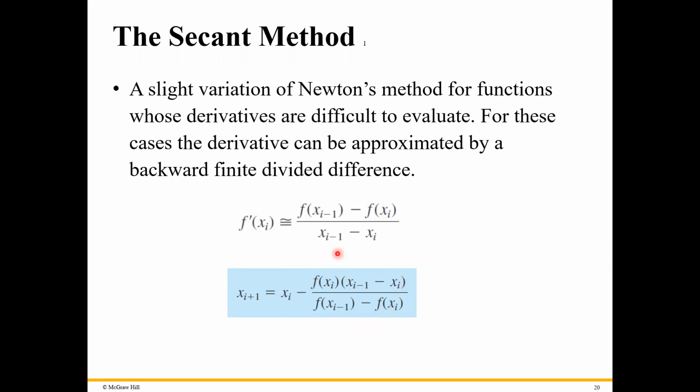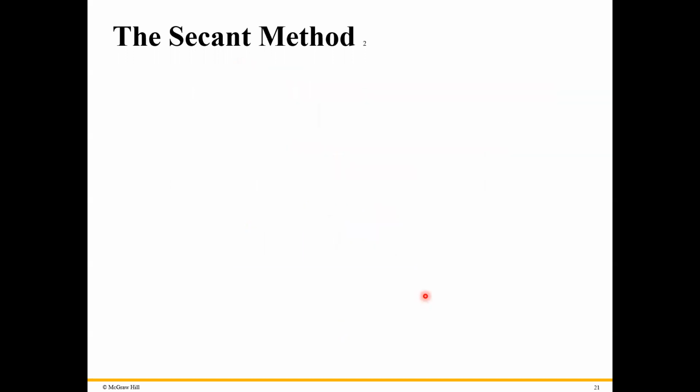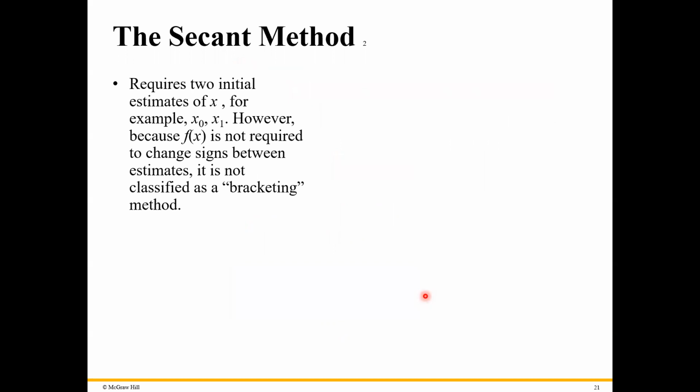So in this case, as you can see, we don't have to calculate the derivative of the function in this secant method. We are simply numerically representing the derivative of the function in terms of the values of the function itself. So this is the advantage of this method. We don't have to calculate the derivative of the function. So that is the secant method.